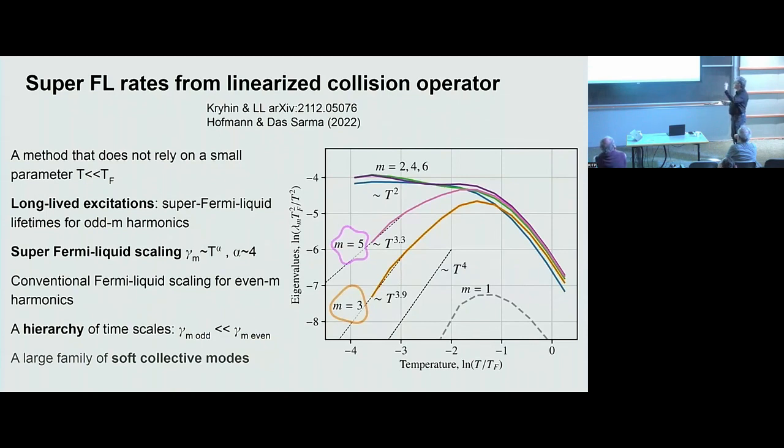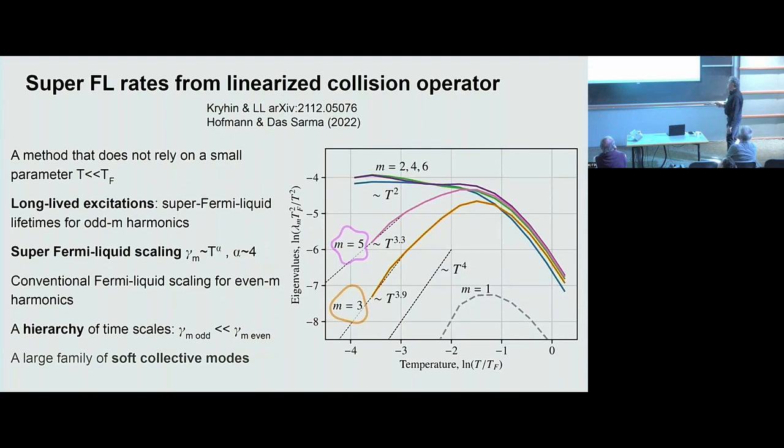Temperature controls the width of the Fermi surface where all the action is happening, whereas for the odd parity, the lifetimes increase very rapidly as temperature goes down. And analytic theory from 2019 predicted T to the fourth scaling. So here we see something close to that. Yeah, so that's the background.